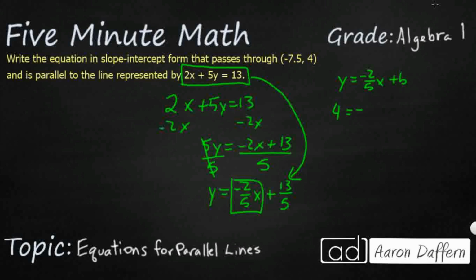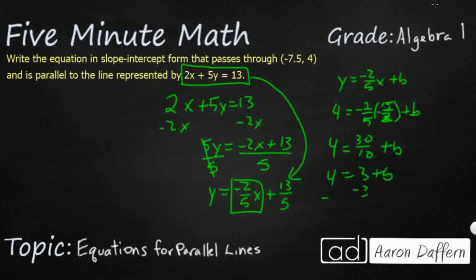And that's going to be -2/5 times -7.5. So I'm going to make that 7.5, so I'm going to make that 15 halves. I just want to go ahead and make fraction times fraction a little bit easier. Plus b. So 4 equals, two negatives make a positive, 30 over 10 plus b. Oh, that's easy. 4 equals 3 plus b.